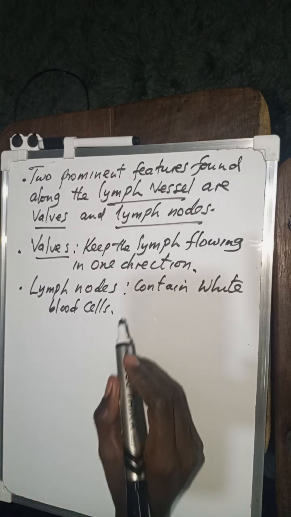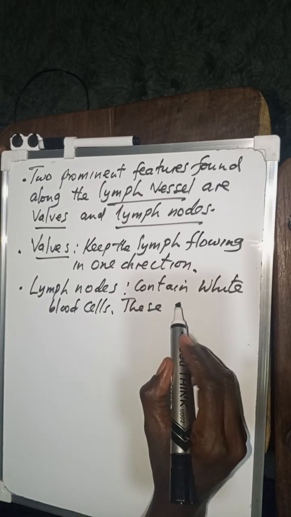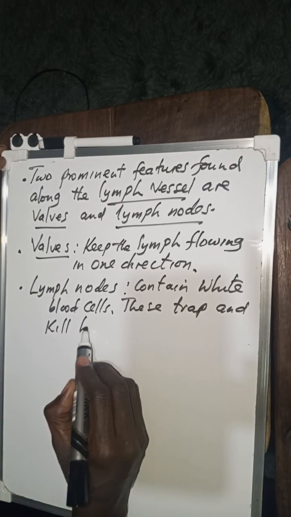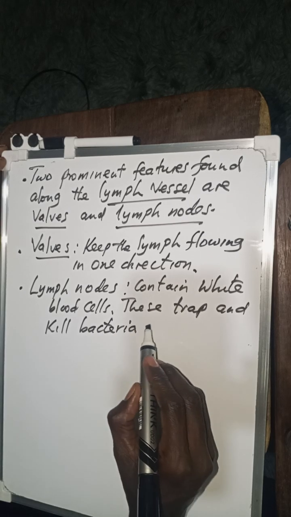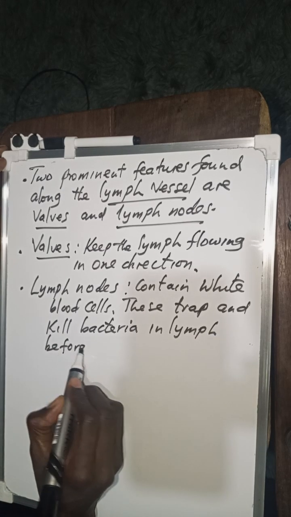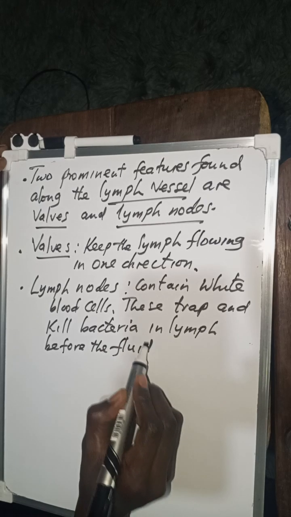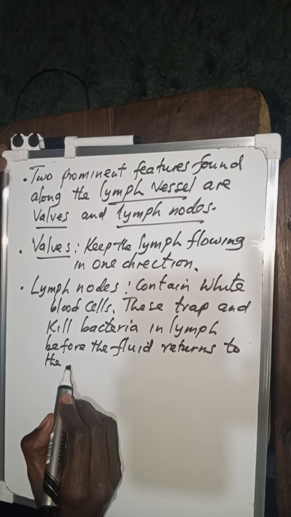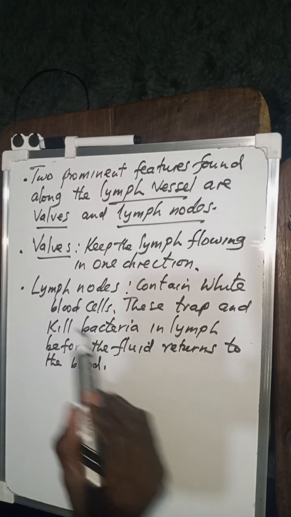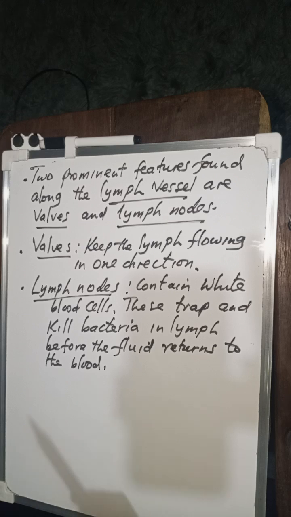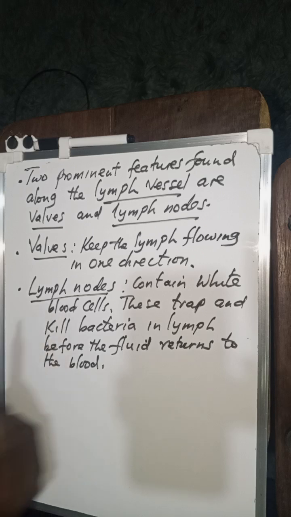So what does it do? Well, these trap and kill bacteria in the fluid, in the lymph, before the fluid returns to the blood. So before the fluid can return to the blood, in the lymph nodes, they are going to trap and kill any bacteria that are there in the fluid before the fluid can actually be returned into the blood. So that is basically what the lymph nodes are going to be doing.